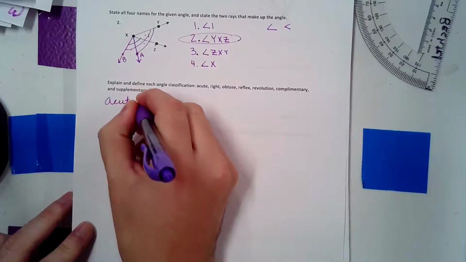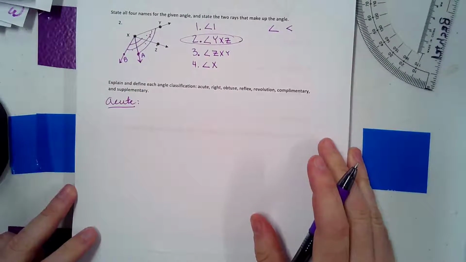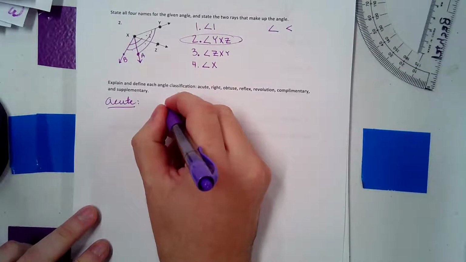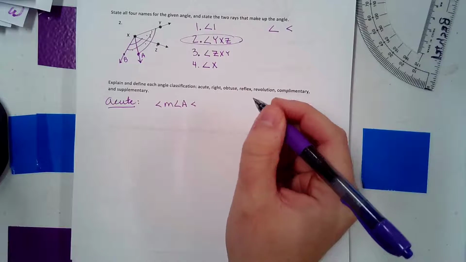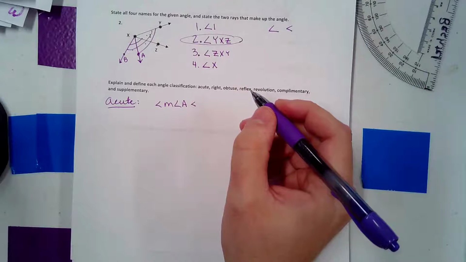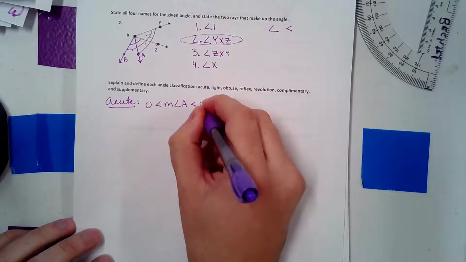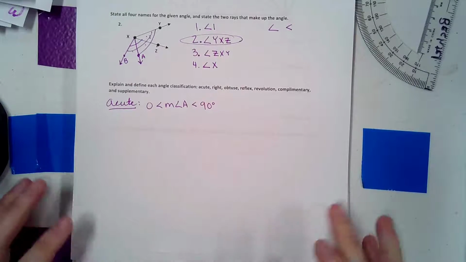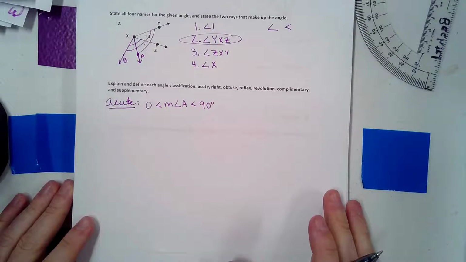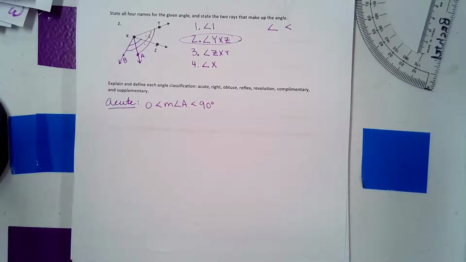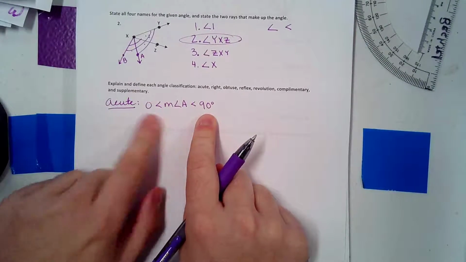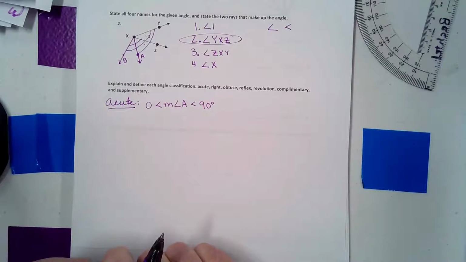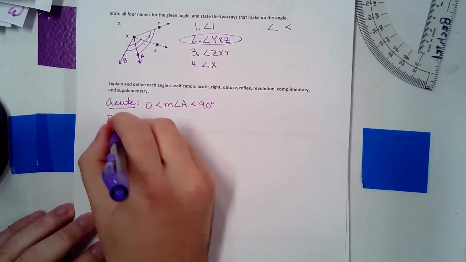True story. Acute. If angle A is an acute angle, it has to be between what and what? 0 and 90 degrees. Inclusive or non-inclusive? Inclusive means it includes 0 and 90. No. Non-inclusive, right? Why can't angle A, if it's acute, be 90 degrees? Because it's a right angle. Thanks for answering my next question.